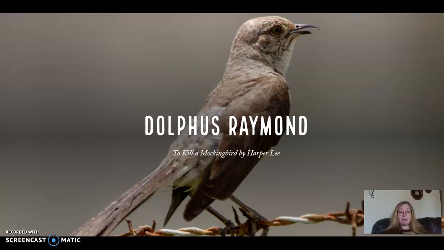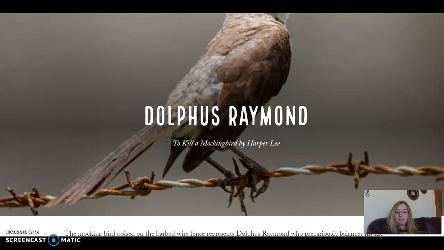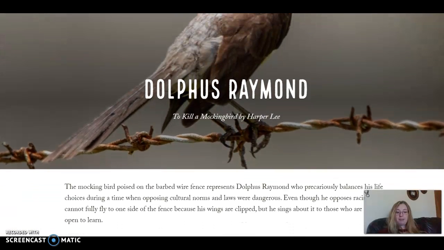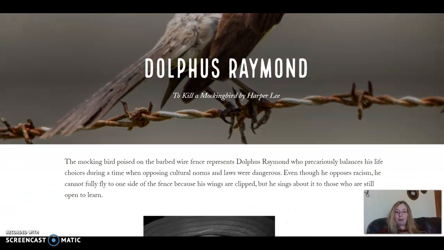And this is my image, and I'm using symbolism here for my image of Dolphus Raymond. So I chose the image of the mockingbird for Dolphus Raymond because he is an innocent person in the story, as well as Tom Robinson, Scout, Jem, and Boo Radley. Now as I scroll down, you're going to see that I have text that goes along with my image.